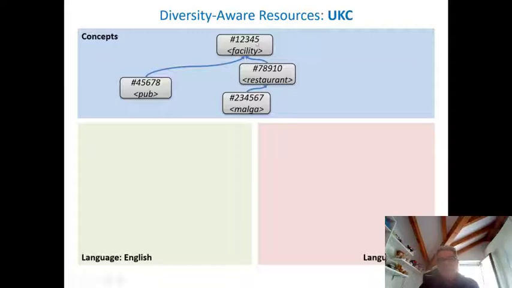You can see here in the video that there are a lot of IDs, like 1, 2, 3, 4, 5, and so on. And these are concepts. So here, 1, 2, 3, 4, 5 does not really mean anything in itself. The intended meaning that I wrote in English here is facility. So it could be a restaurant, it could be a pub, it could be a malga. These are kind of sub-items, right? But this is the intended meaning in English.